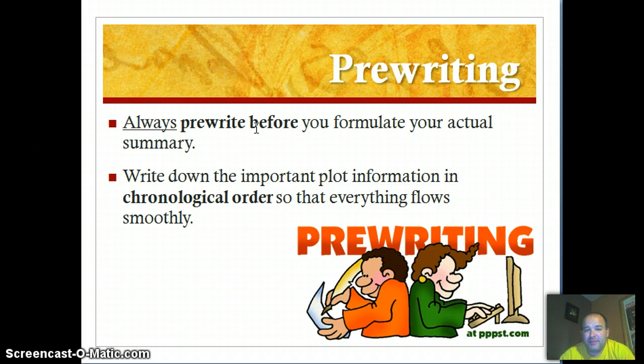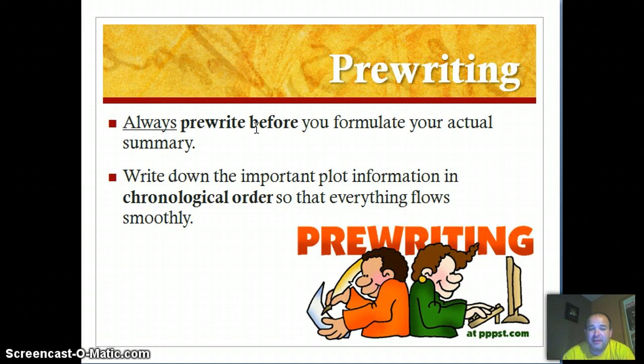We can't have the climax of the story in the first few sentences of the summary. So you got to make sure you got that chronological order laid out, and you got to make sure that you have everything in that is needed. So we got to have exposition, rising action, a couple events usually from the rising action. That's going to lead to the climax.